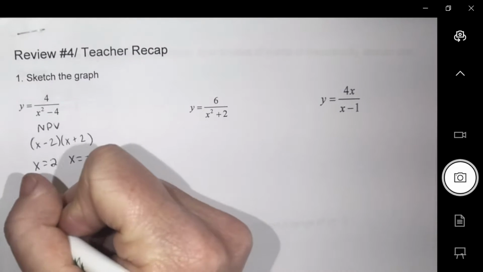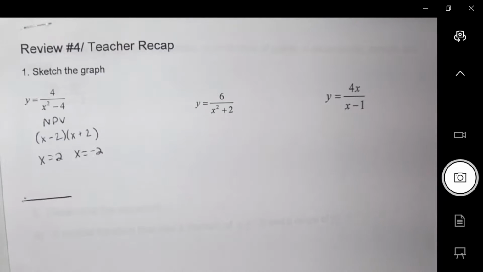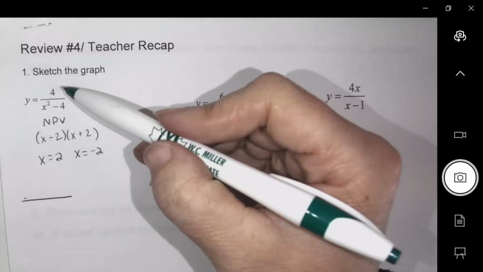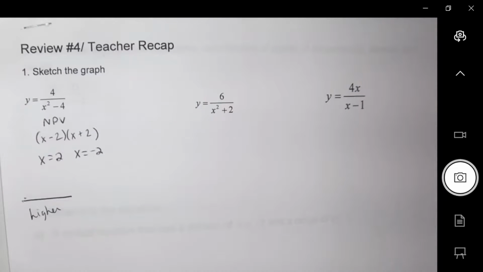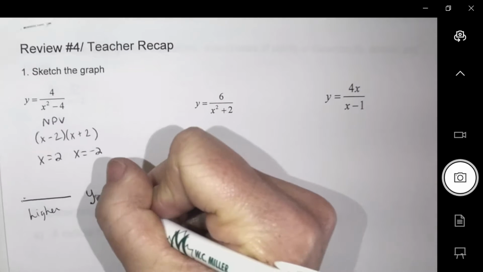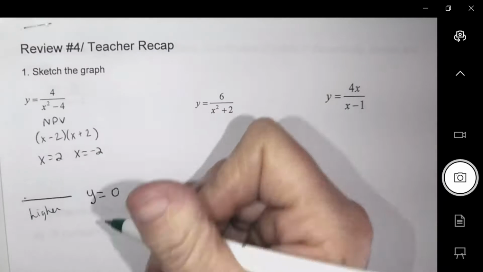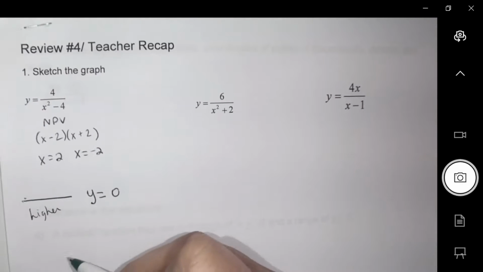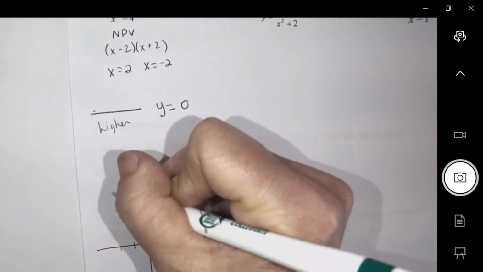Then, when I look at the degrees on the numerator and the denominator, are they higher somewhere or the same? Higher on the bottom. What does that do to a number if the bottom gets bigger? Makes it smaller and you get closer and closer to 0. So here's what I know. There's going to be vertical asymptotes at 2 and -2.